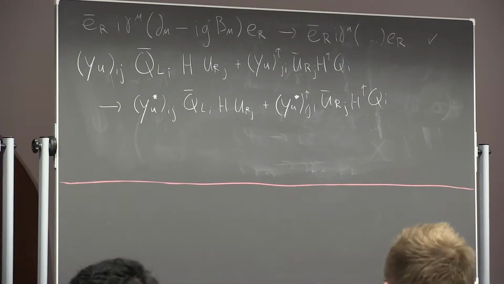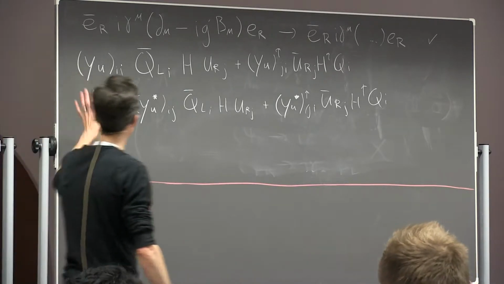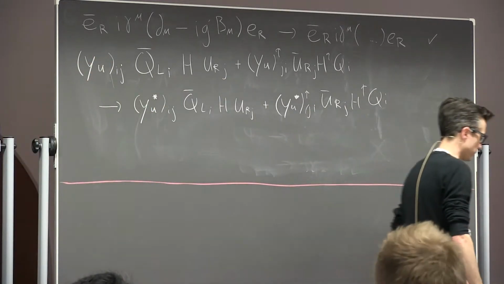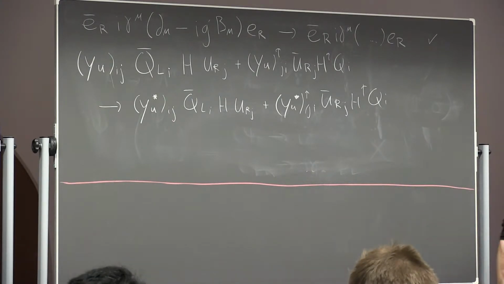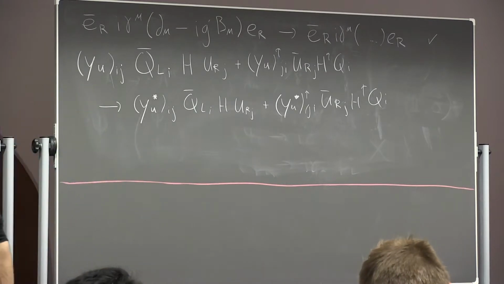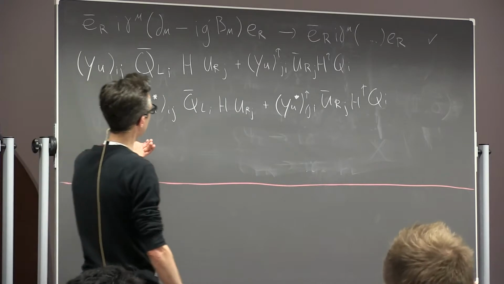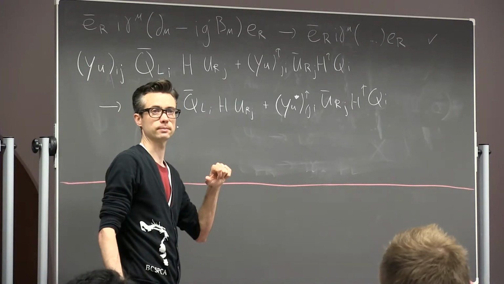So CP would definitely be a symmetry of the standard model if the Yukawa couplings I started with in this so-called gauge eigenstate basis were all real. But there's no reason for them to be real. And in fact, we have experimental evidence that they aren't real. And the fact that they aren't real within the standard model of three generations leads to CP violation.